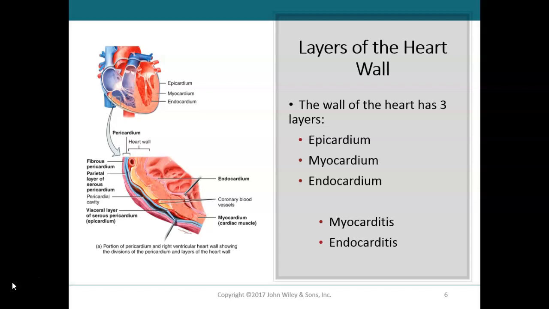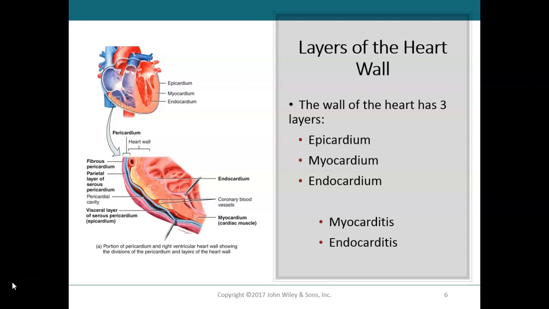The middle muscular layer, the myocardium: myo, anytime you see myo, think muscular. So the myocardium is responsible for the pumping action of the heart, and it's made up primarily of cardiac muscle tissue. So it takes up about 95% of the heart wall.